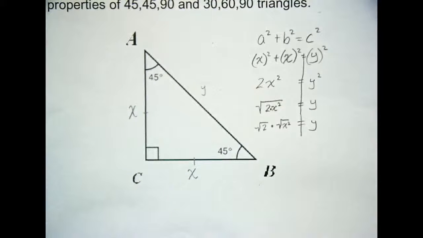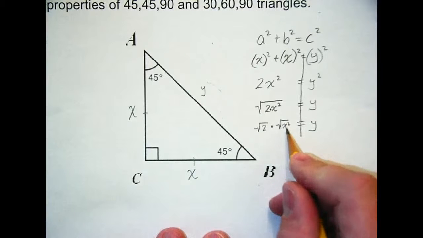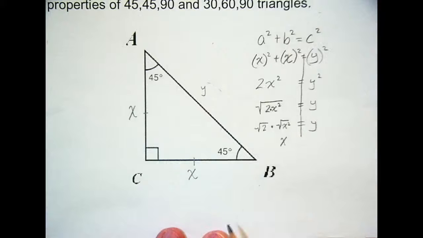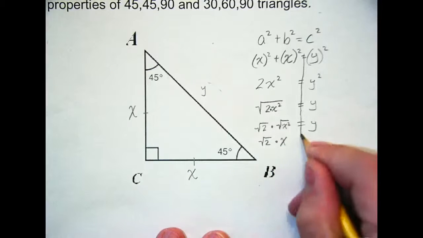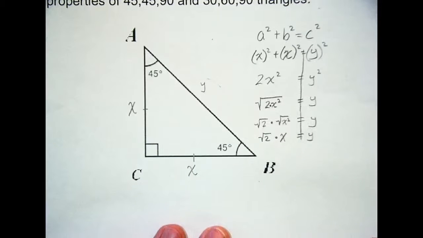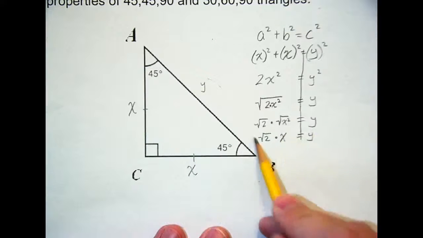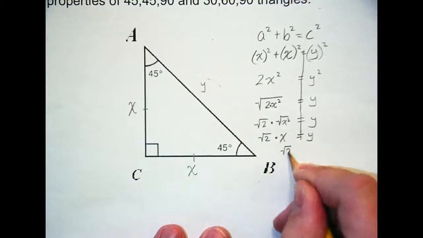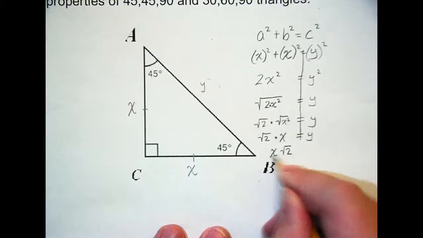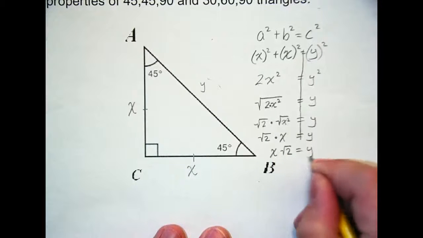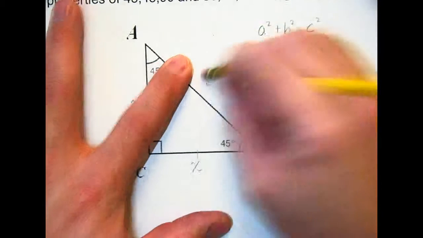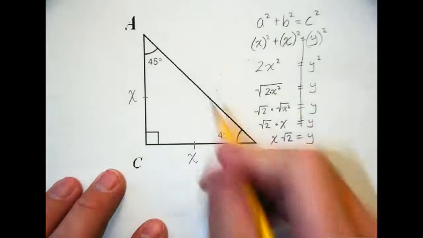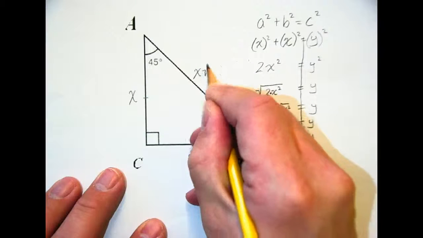All right? Which means, as Haley said, we could take an x out. The square root of x squared is just x. So this is the same as having root 2 times x equals y. Now that's usually not how we write that. We usually put that piece in front of the root. The radical is the back part. So I'm just going to switch those around. We can multiply in any order. So x root 2 equals y. So if these two lengths are x, this side is x square root 2.